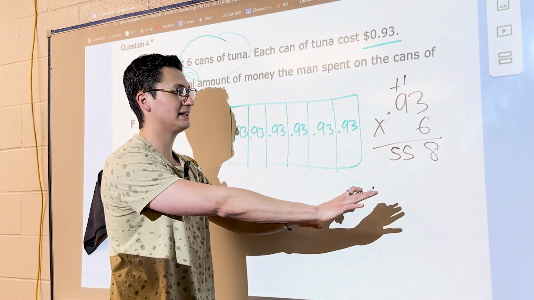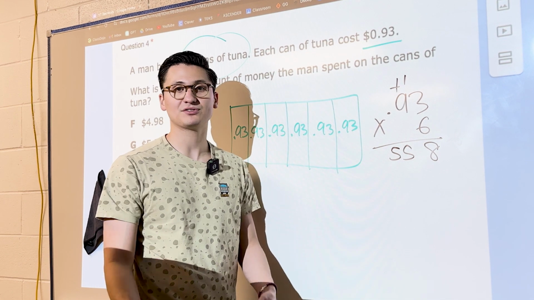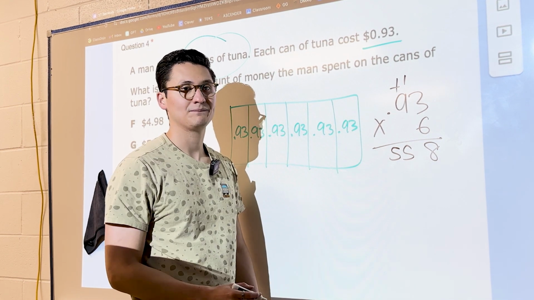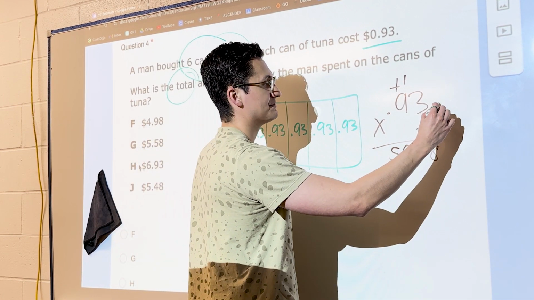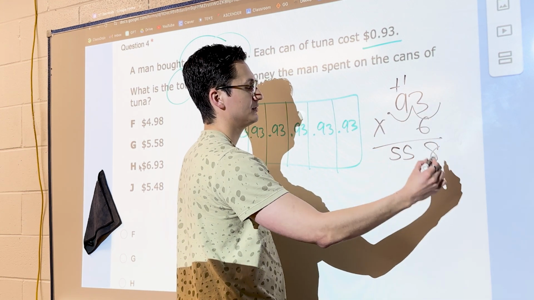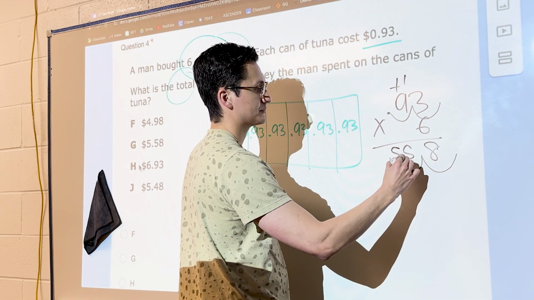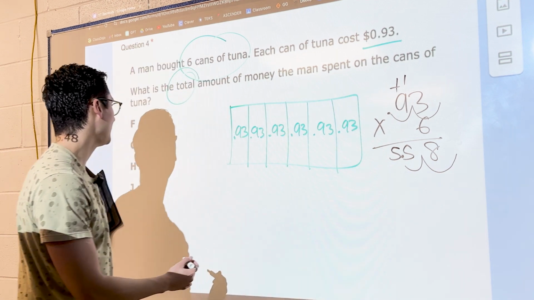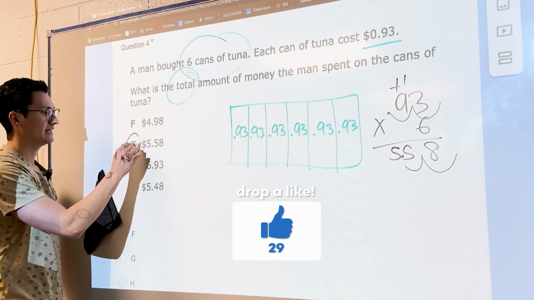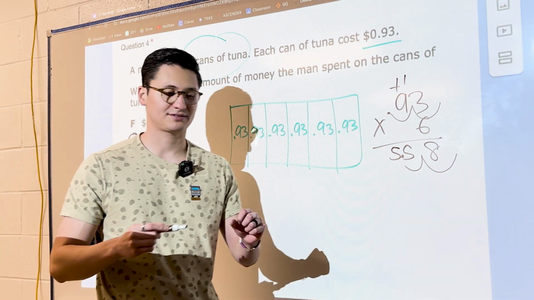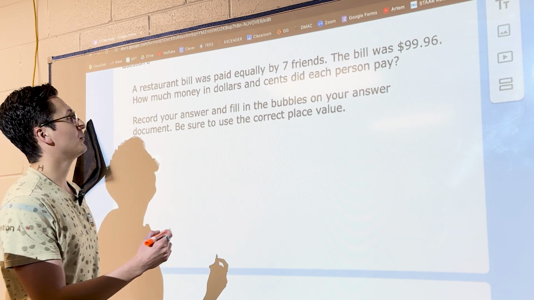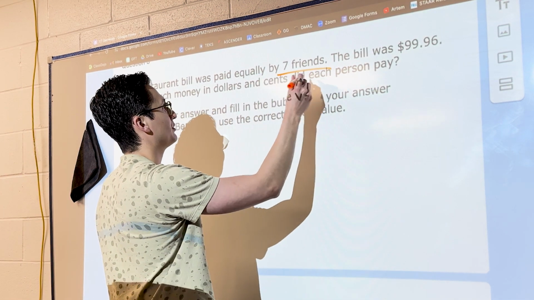Now, in this case, we didn't have to line up our decimals because we're multiplying. But are we done just like that? No, we need our decimal. So how do we do the decimal? We count the place values. 1, 2, 1, 2. So in total, the man paid $5.58.